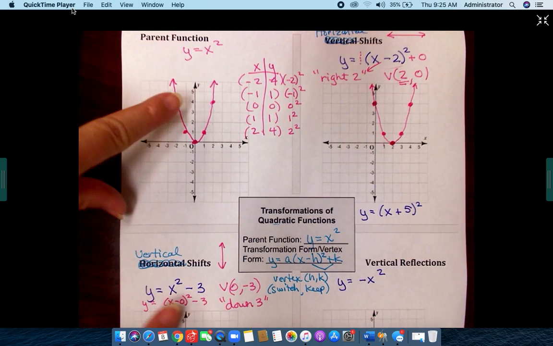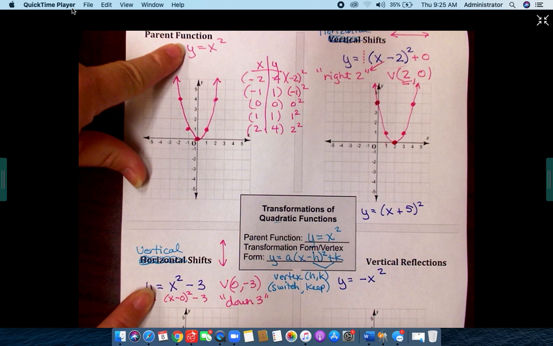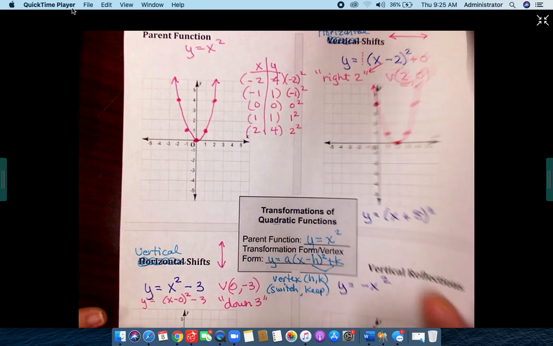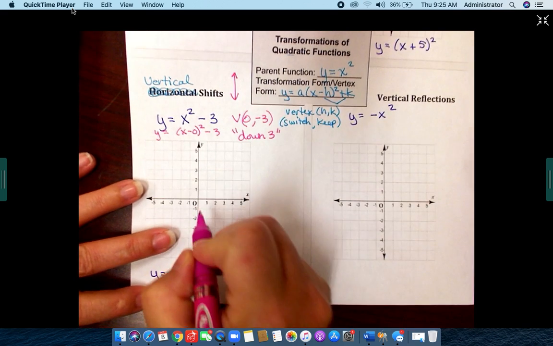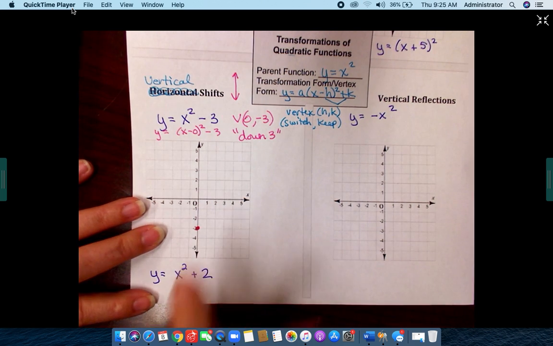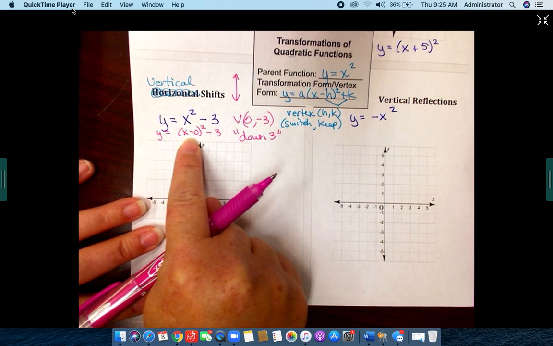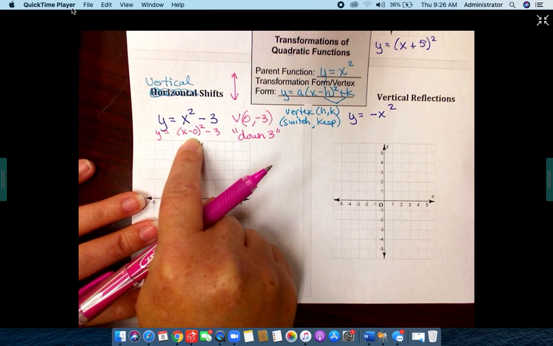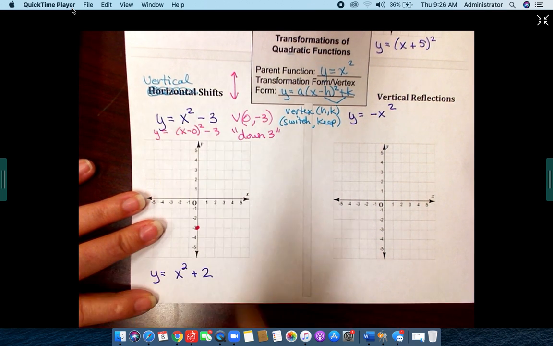So notice the difference. I've got y equals x squared, and here y equals x squared minus 3. It just means I'm taking this x squared function and shifting it down 3 because I've got a -3 on the end. So that means I'm going to go from my origin down 3 to start. That's where my vertex is going to be, (0, -3). Remember, x minus 0 is just x. That's why we can write (x minus 0) squared as just x squared.